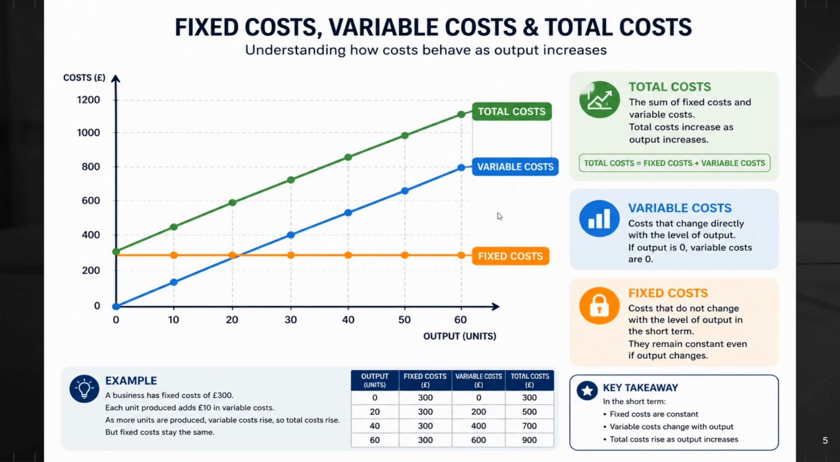Just keep in mind, total costs are variable costs plus fixed costs. And of course, I will have this cheat sheet uploaded with this lesson, either in the description or as some sort of attachment. So don't worry if you need to review this.